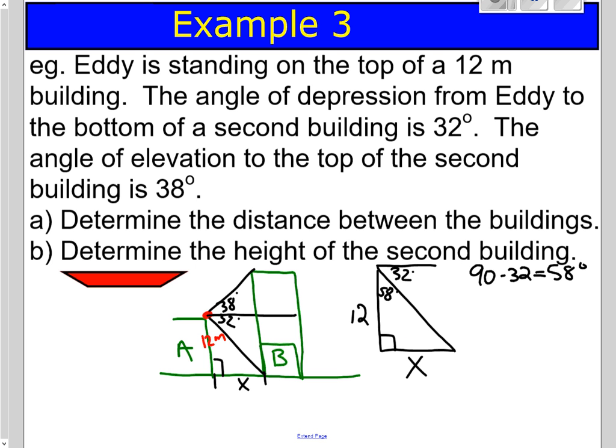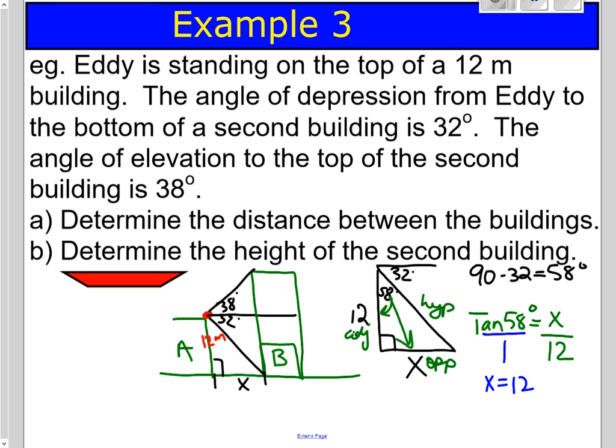Okay, so let's label our sides. This is opposite. This is adjacent. This is hypotenuse. Opposite and adjacent is going to be tan. Tan 58 equals my opposite side, which I'm looking for, divided by my adjacent side, which is 12. I'm going to cross multiply that, and I get x equals 12 tan 58. X equals, going to my calculator, 12 tan 58 equals 19.2.